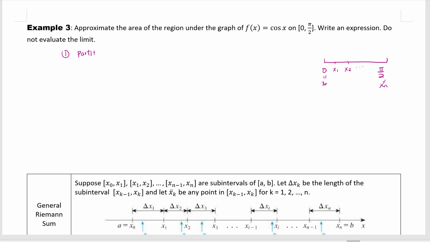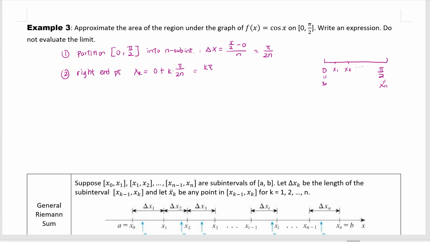First, we partition the interval from 0 to pi over 2 into n sub-intervals. Then change of x is b minus a over n, which is pi over 2 minus 0 over n. That's pi over 2n. So far so good, everybody? And the second step, the right endpoint x sub k is the initial point 0 plus k copies of change of x, so pi over 2n. That's k pi over 2n. The third step, the right Riemann sum, is the sum from k equals 1 to n of the area of rectangles: height f of x sub k times the width, change of x.